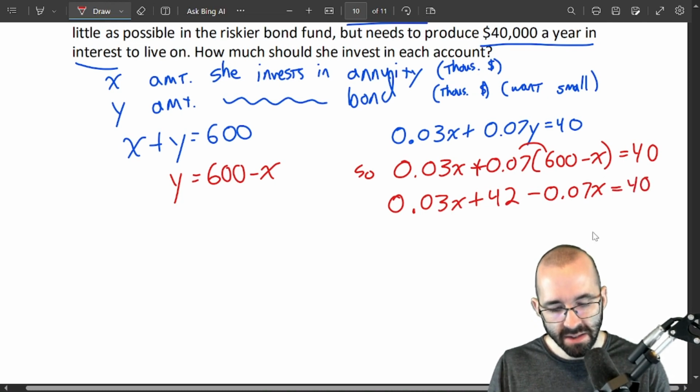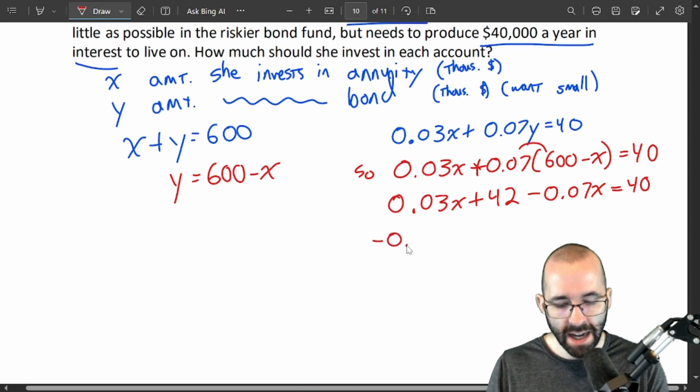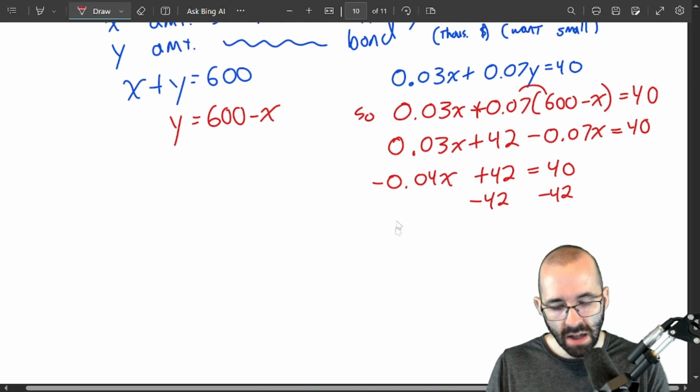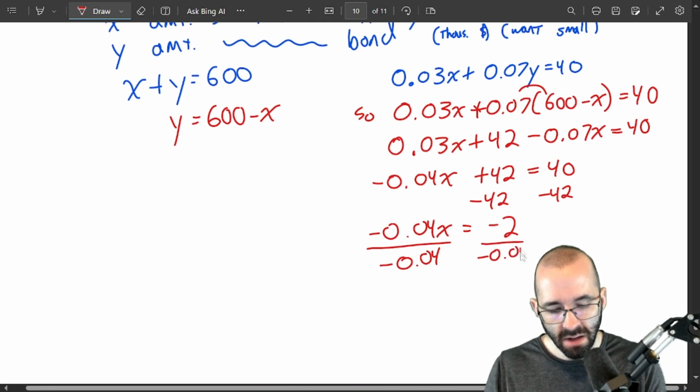Combine the x's. We have 0.03 of them. We're losing 0.07 of them. We're now down 0.04 of those x's, plus 42 equals 40. We can subtract 42 from both sides. We're going to get that negative 0.04x is equal to -2. Divide both sides by negative 0.04. It's going to be a positive number now.